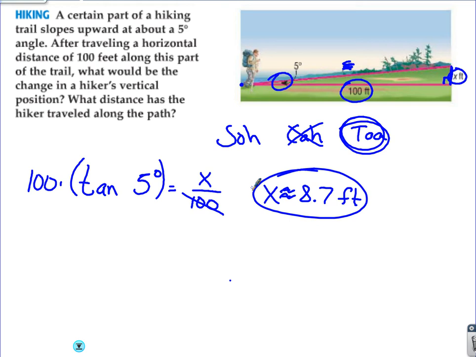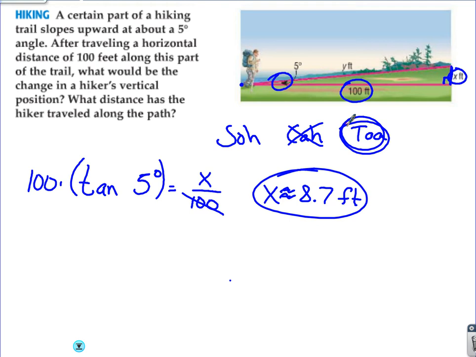Now let's talk about, it also says, what distance has the hiker traveled along the path? So now we're looking for this distance up here. We're looking for y. Now, we didn't work any of these yesterday to where we had to find 2 different distances, to where we found one and then we found the other. Let me explain the options here. You now know that x is 8.7 and that this distance here was 100. Could you use Pythagorean theorem to find that other distance? Sure.